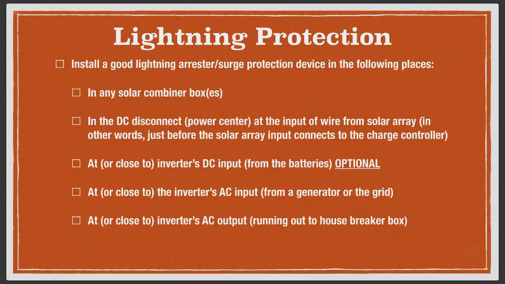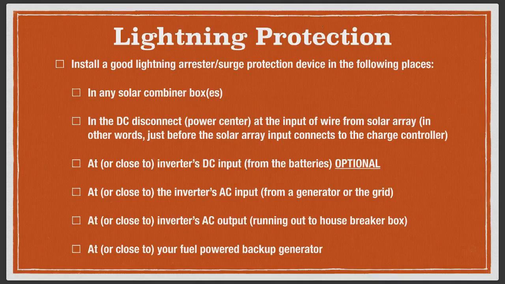So you want it at the inverter's AC output, and then finally at or close to your fuel-powered backup generator. And that's once again to protect the other end of that wire that's connecting your generator to your house. We've got one in the house at the power system at the inverter, and the other end of that's connecting to the generator. We'd like a lightning arrestor there as well.